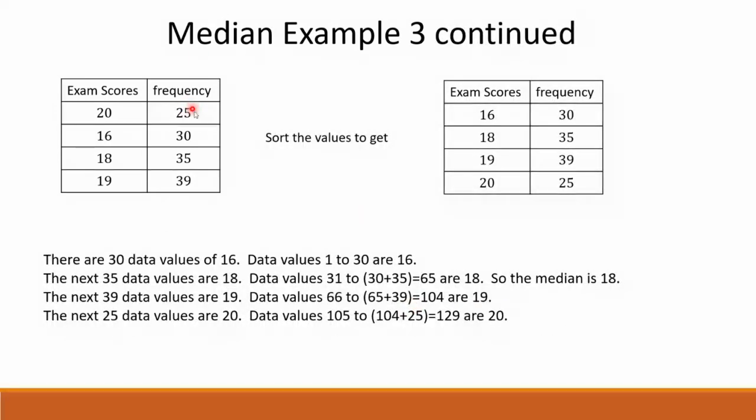So again, what I would do is this. Let's sort first, sort the data values, in this case these exam scores. We want to keep each number with its corresponding frequency, right? That's what I'm doing. Okay, so what is this saying? Well, the first 30 data values all equal 16. So if we were to list this out, the first 30 numbers would each equal 16. That's what this is saying.